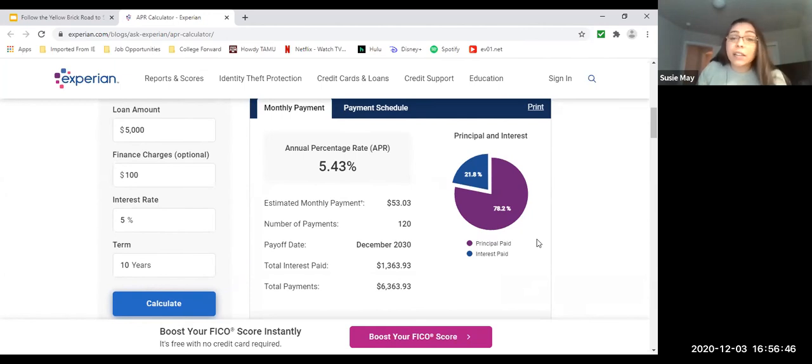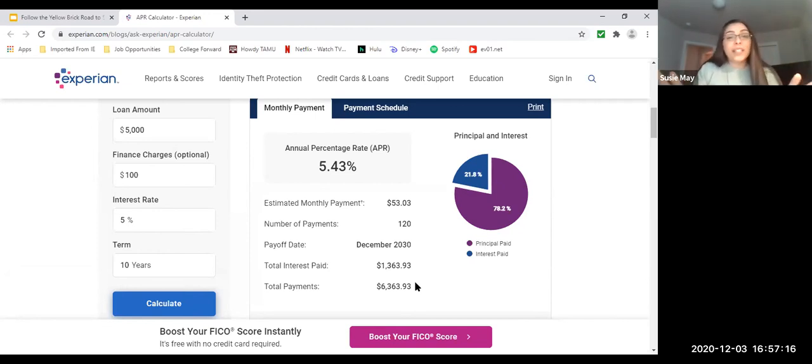This little handy dandy thing will actually break it down even more and tell me how much my payments are going to be roughly, the number of payments I'll be paying, my payoff date, the total interest paid, and then the total payments and the total cost of that loan. So the total cost of my $5,000 loan is actually $6,363 and some change.